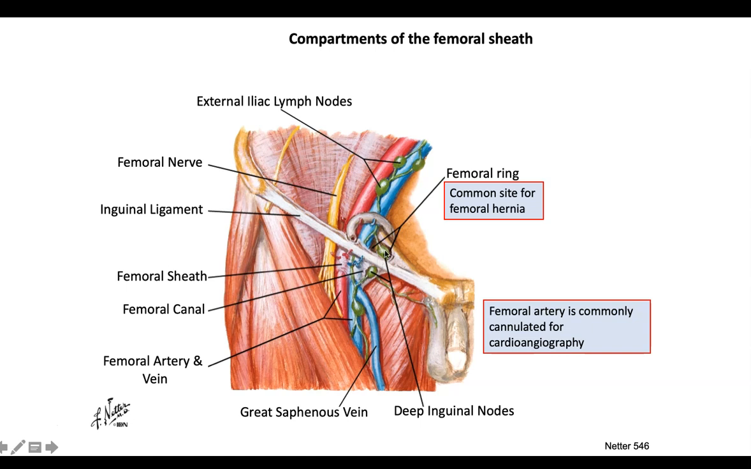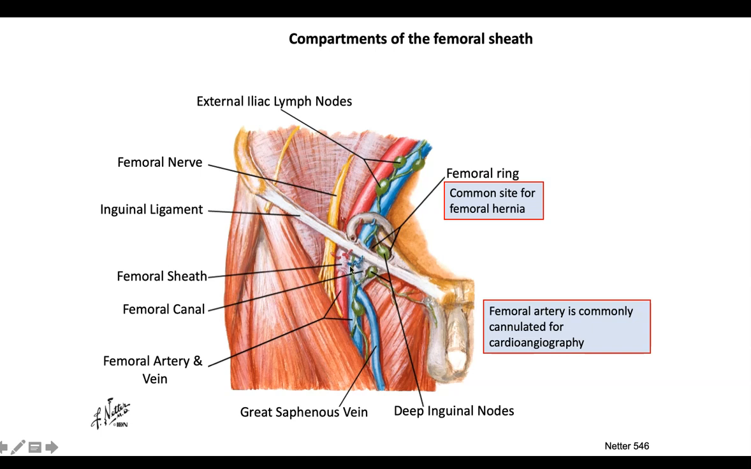In the living, the femoral ring is closed by extraperitoneal connective tissue and fat, but it is a weak area, and through this femoral ring and femoral canal, a femoral hernia can occur, and femoral hernia is very common in females.